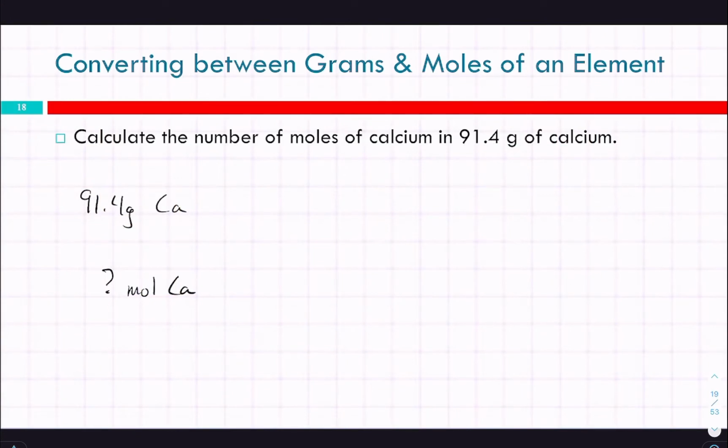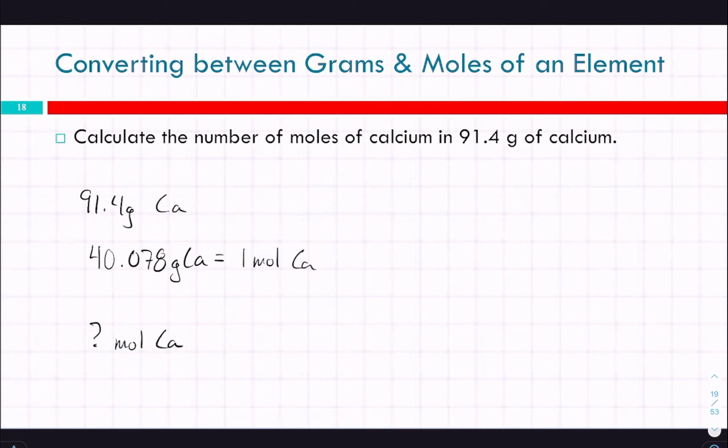So the first thing we need to do, after writing down everything we're given and what we're trying to find, is find the molar mass of calcium. So it's 40.078 grams of calcium equals 1 mole of calcium. All of the atomic masses on the periodic table are in grams per mole, which is the molar mass.